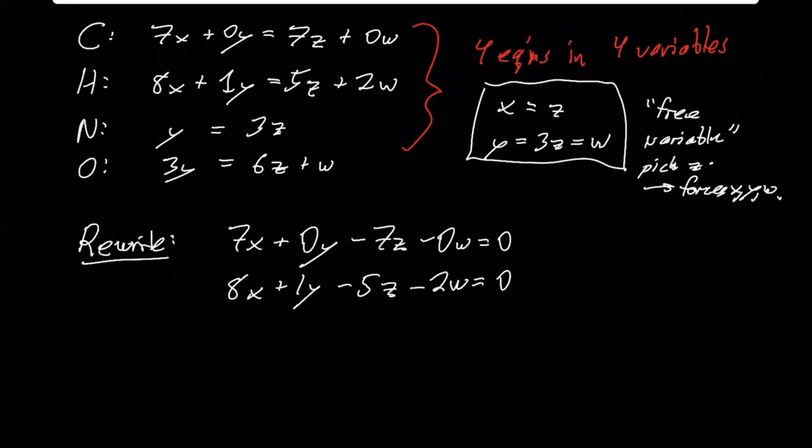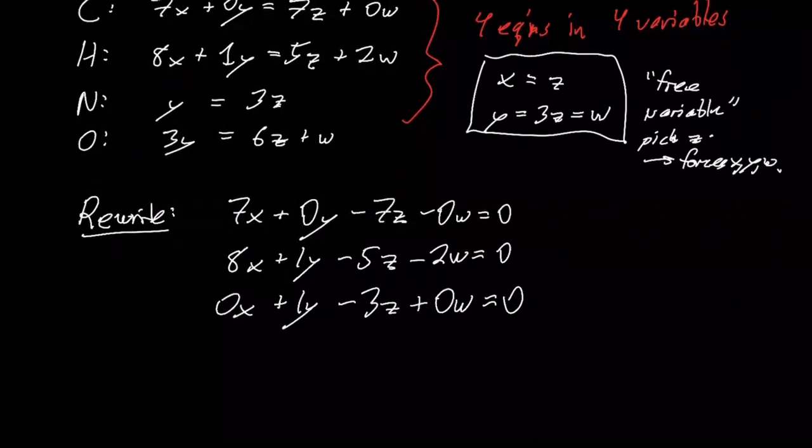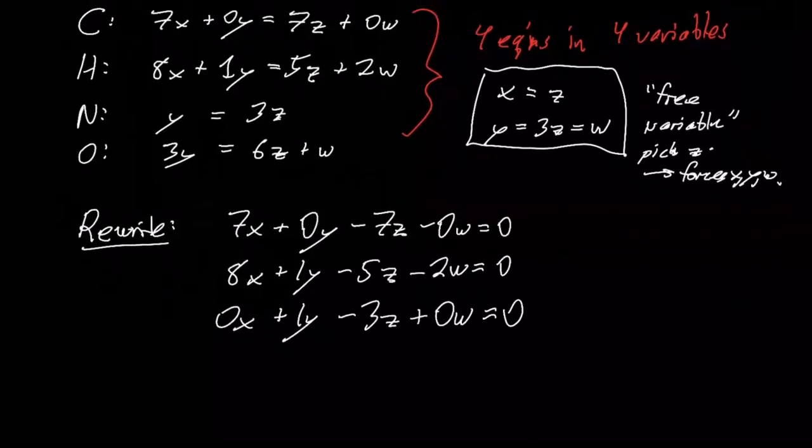Third equation, there's no x's. There's 1y minus 3z if I pull it from the right, and no w's. And then the final one, no x's again. 3y minus 6z minus w equals 0.